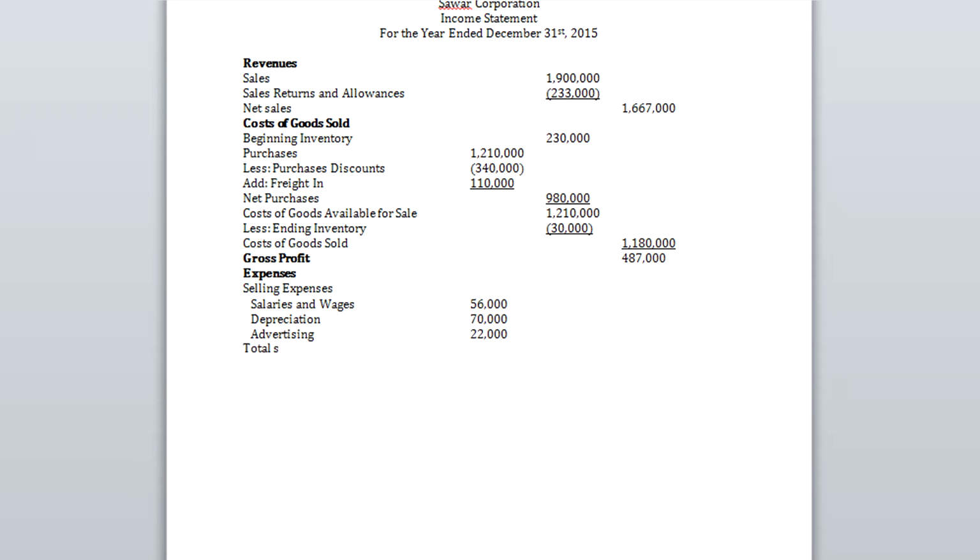So now we're just going to have our total selling expenses. All right, let me just type this in here. Total selling expenses, I'll put this in the other column here. We add all these up, our total selling expenses amount to $148,000. Okay, the next one we're going to include is just going to be our admin expenses.